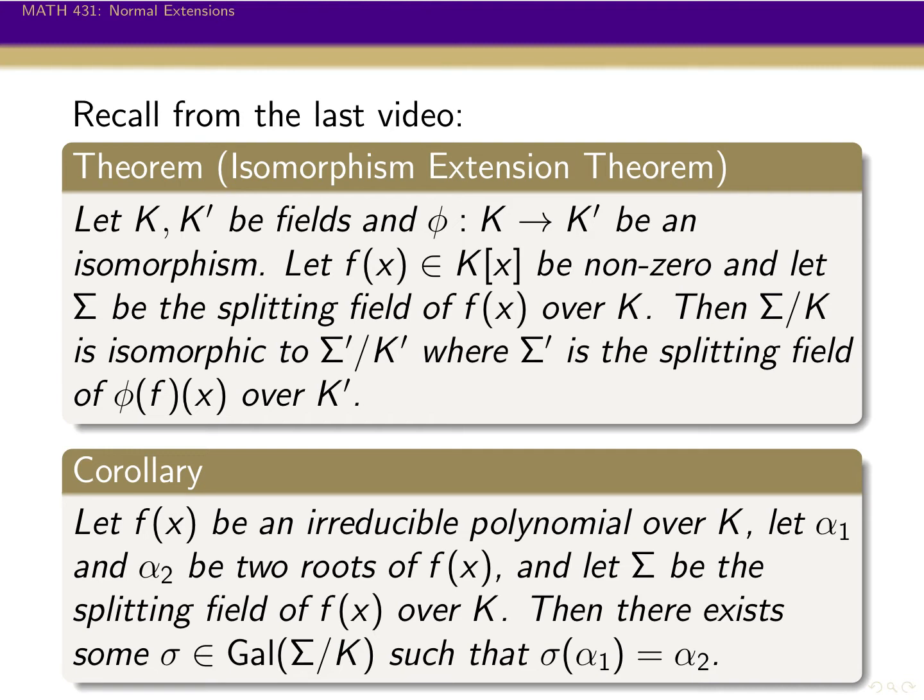And really the main use of this that we're going to be using really comes from a corollary that ties this to Galois groups, where we're kind of thinking about sigma and sigma prime being the same splitting field. And that says that if f of x is an irreducible polynomial over K, and alpha 1 and alpha 2 are two roots of f of x, and we let sigma be the splitting field of f of x over K, then there's going to be some element of the Galois group of sigma over K. So there's some automorphism of sigma that fixes all the elements of K such that sigma of alpha 1 is equal to alpha 2. So alpha 1 is sent to alpha 2.